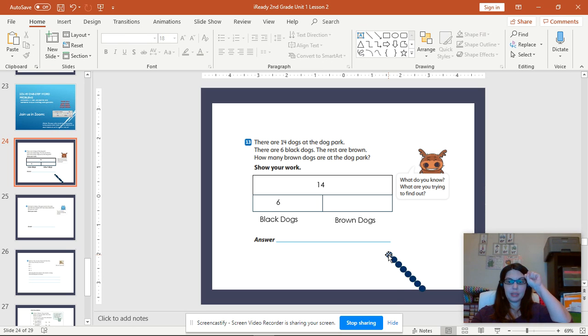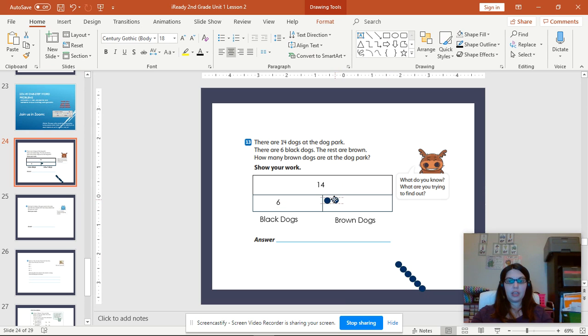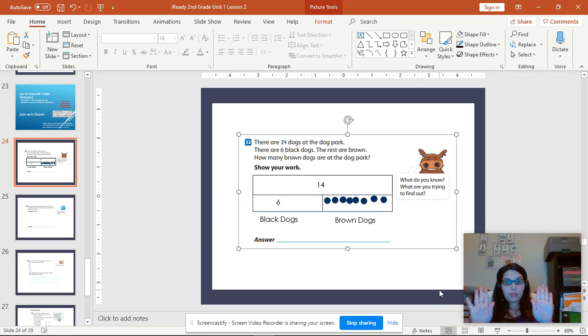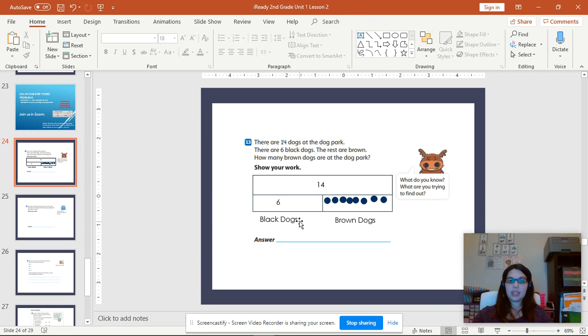So putting 6 in my brain and then 7, 8, 9, 10, 11, 12, 13, 14. I stop at 14 because my 6 black dogs plus the brown dogs should make 14 dogs in all, no more and no less.